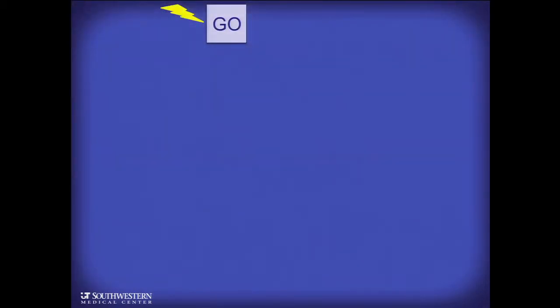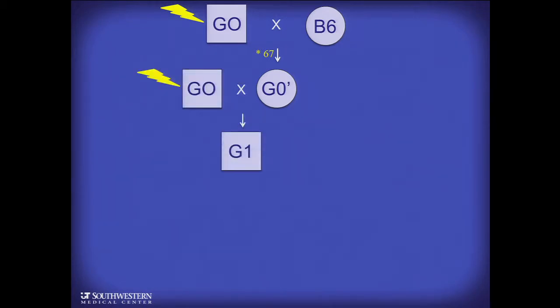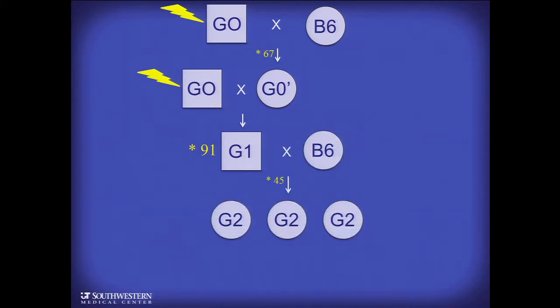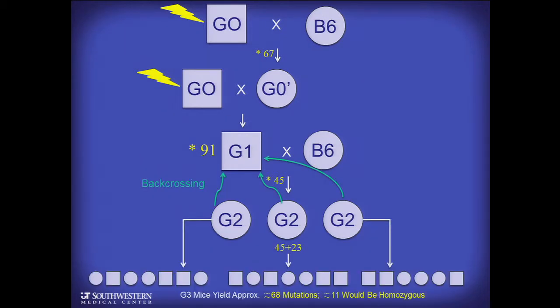Typically, we mutagenize 2 G0 males, as we call them. The first one is bred to produce a daughter that's heterozygous for an average of 67 mutations. The second one is bred to that daughter, and we get then the G1 mouse, which carries an average of 91 mutations. That mouse is crossed to another black 6 female, and on average 45 mutations are transmitted to each of the offspring, and G2 daughters are back-crossed to the G1.